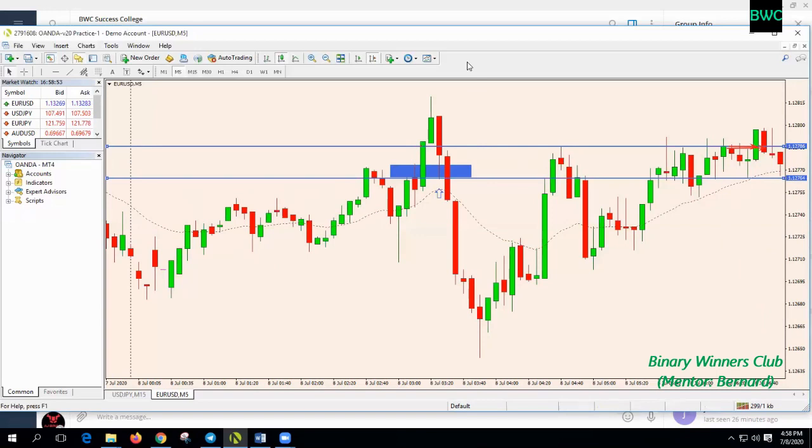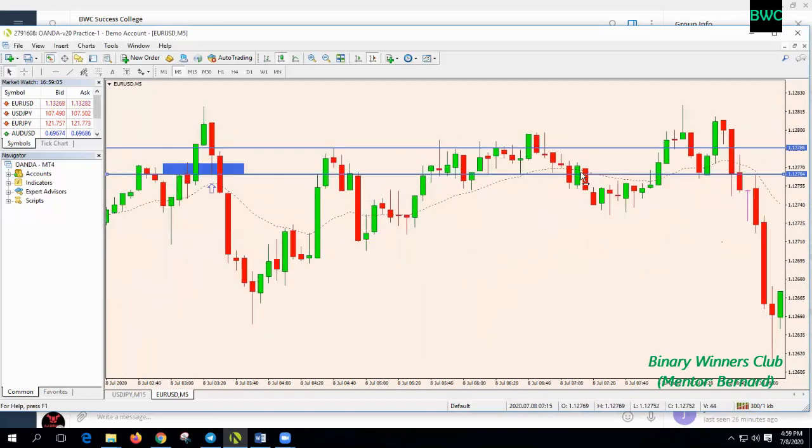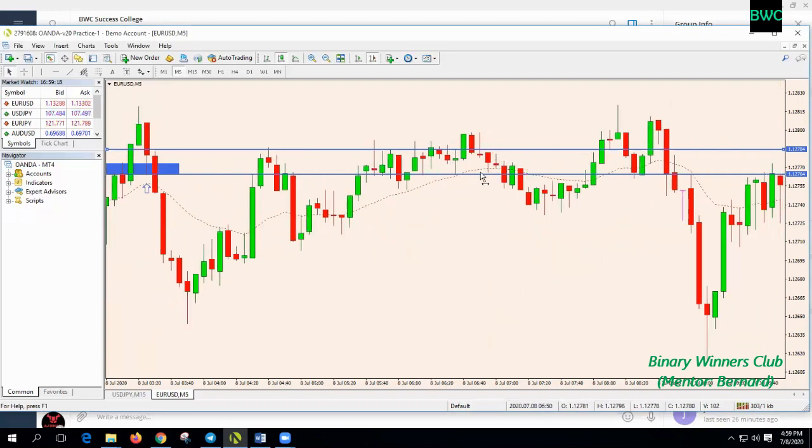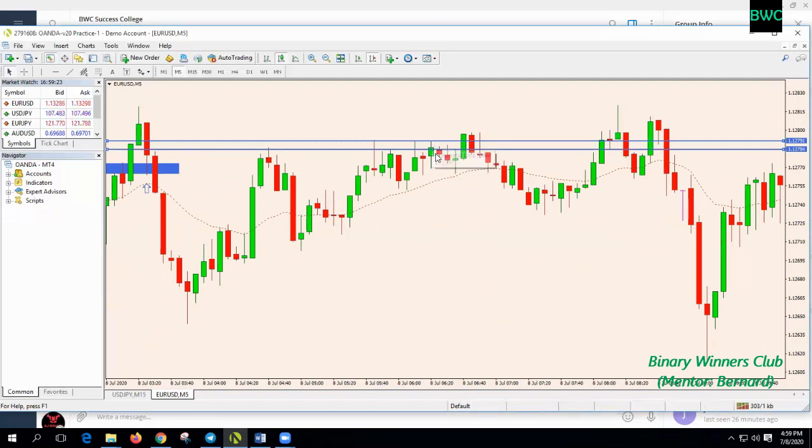Let me clear the chart for your case. The way to draw lines, let me help you understand that. Now, for this part, this is where the body is. And this is where the highest wick is. Always, it is the body and the wick. The body is here, the wick is here. The highest.